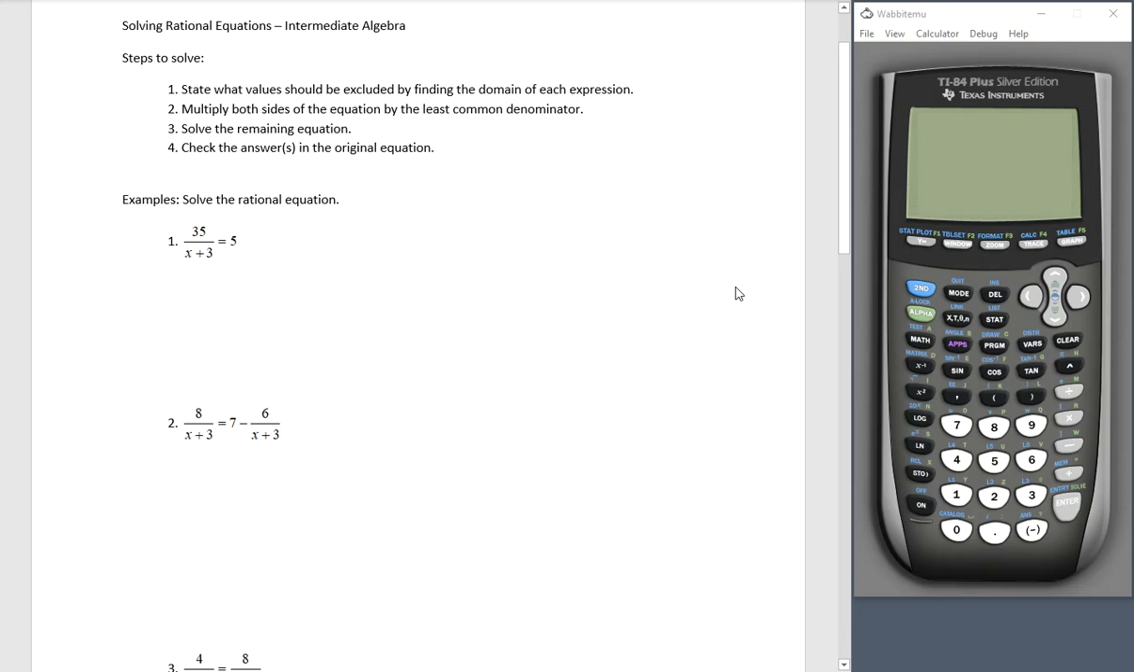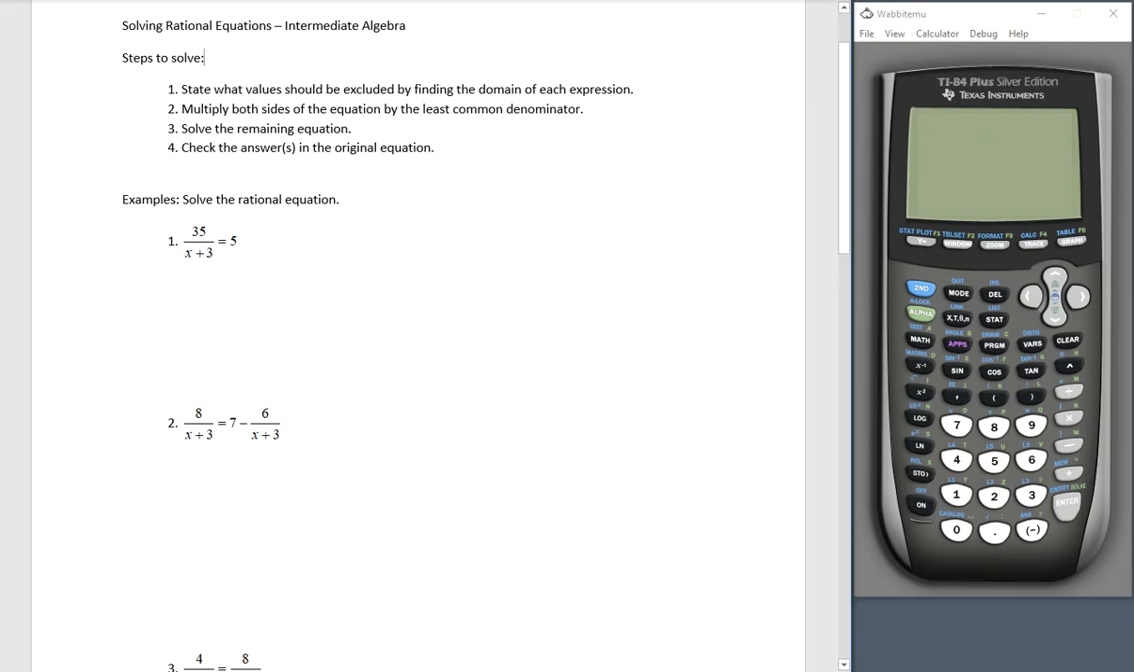So in order to solve rational equations, first we're going to state what values should be excluded by finding the domain of each expression. This is very important. This is the reason we're able to do step 2. Step 2 is we're going to multiply both sides of the equation, everything on both sides of the equation, by the least common denominator. We'll solve the remaining equation and then check the answers in the original.